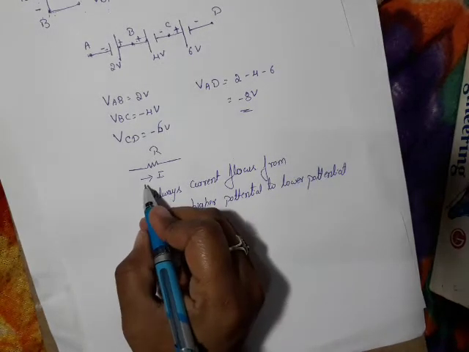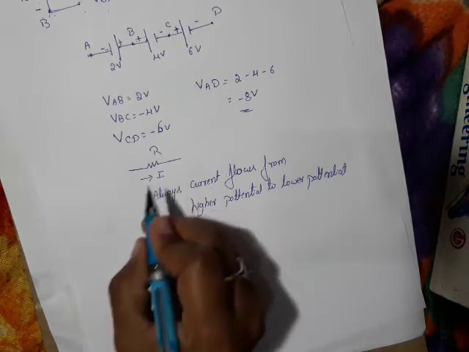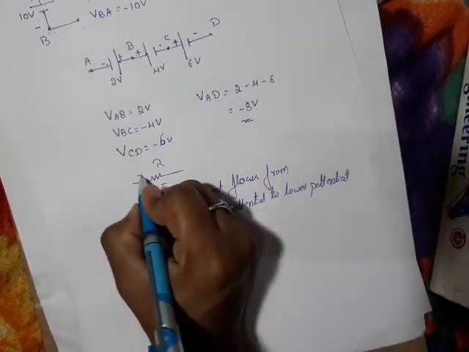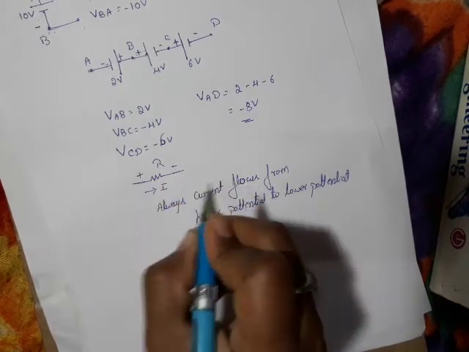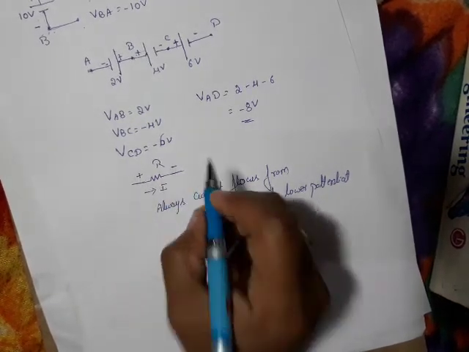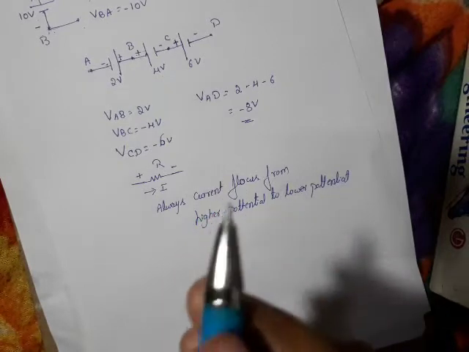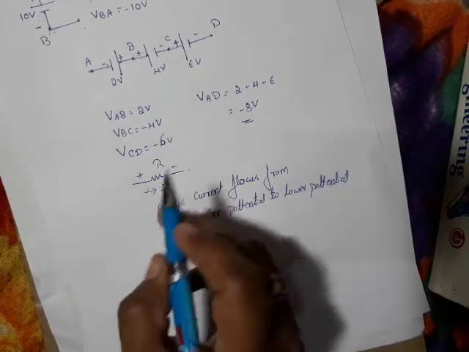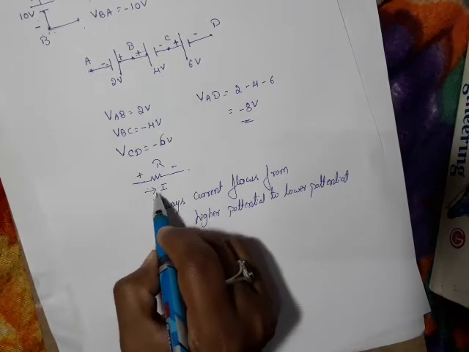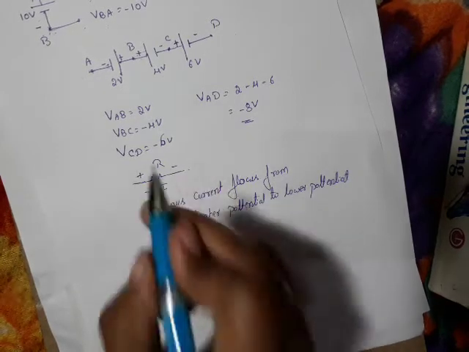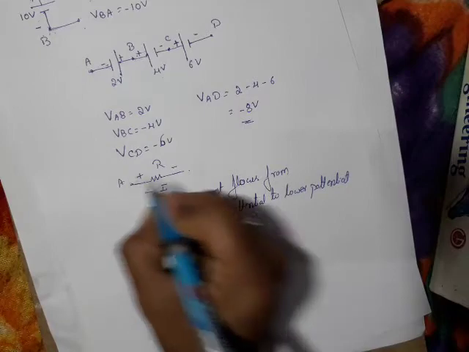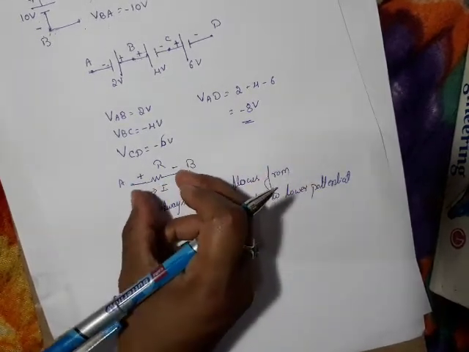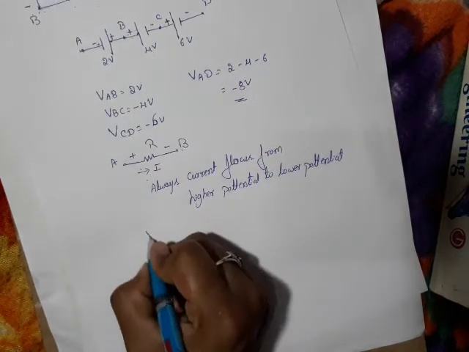See here, now they have given the direction of current, this one. Then we have to assume the voltage is plus and minus. Here we have positive voltage, here we have negative voltage. Why? Because current flows from higher potential to lower potential. With the direction of current, we can write this. Let this be point A, this be point B. Then the voltage drop across this resistance is VAB.